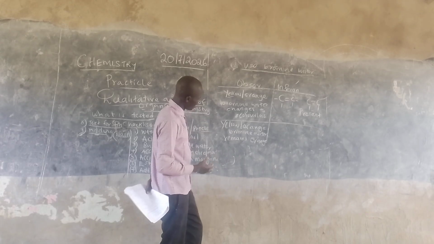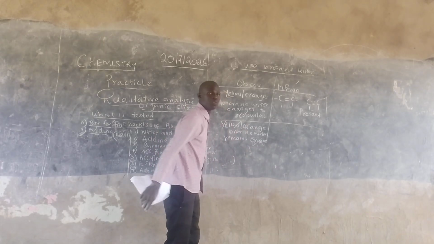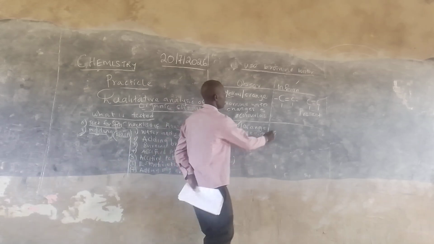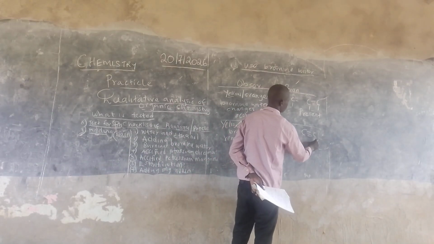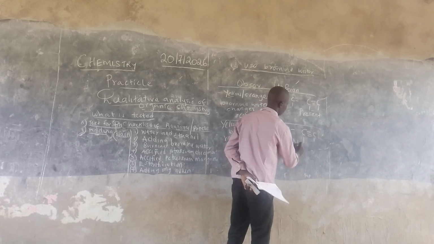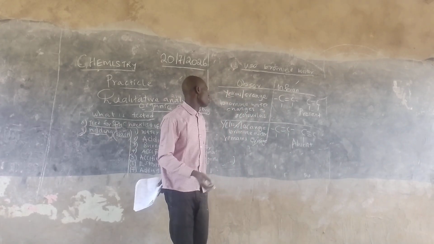Don't say retains, say remains yellow. We need to see the first color and the last color for you to earn the mark. So it means double bond, triple bond is absent. So when you go to the laboratory, you already have the answers. You go there to confirm.